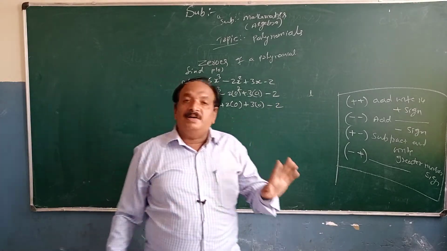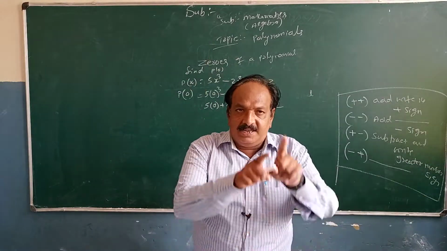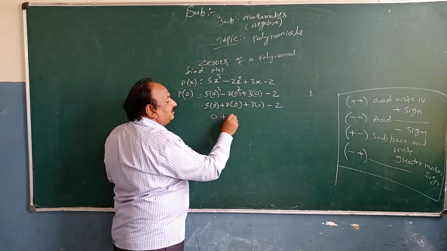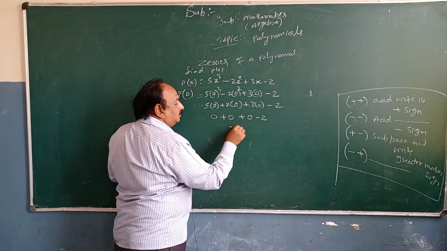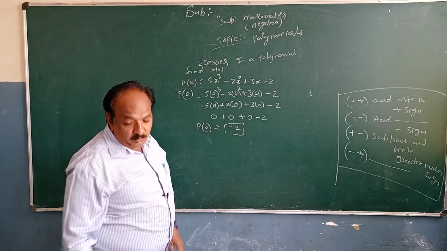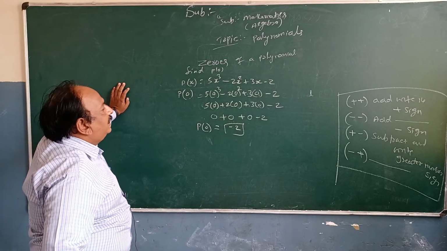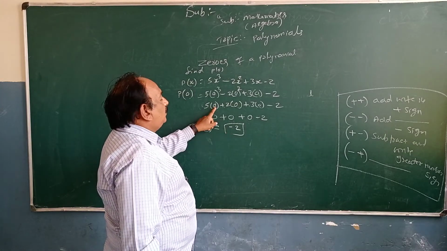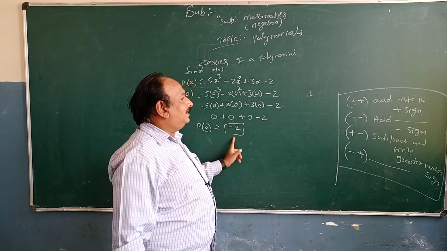You have to remember, any number multiplied by 0, the product is 0. So 5 into 0 is 0, 2 into 0 is 0, 3 into 0 is 0, minus 2. So P of 0 is equal to minus 2. Listen here, students. Polynomial of 0 is minus 2. Remember, any number multiplied by 0, the product is 0.